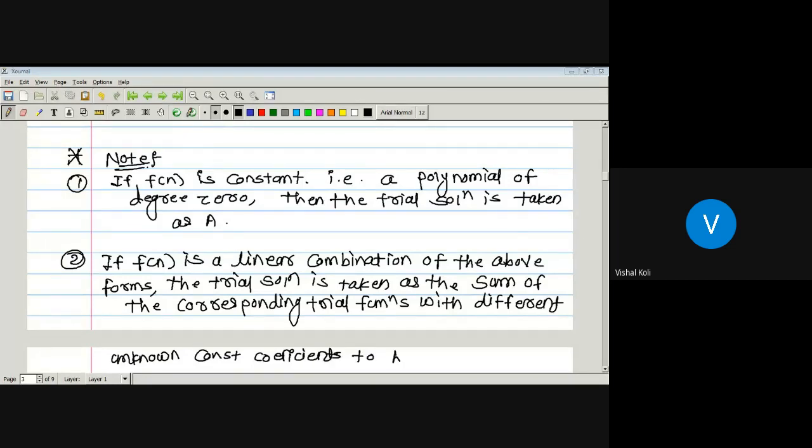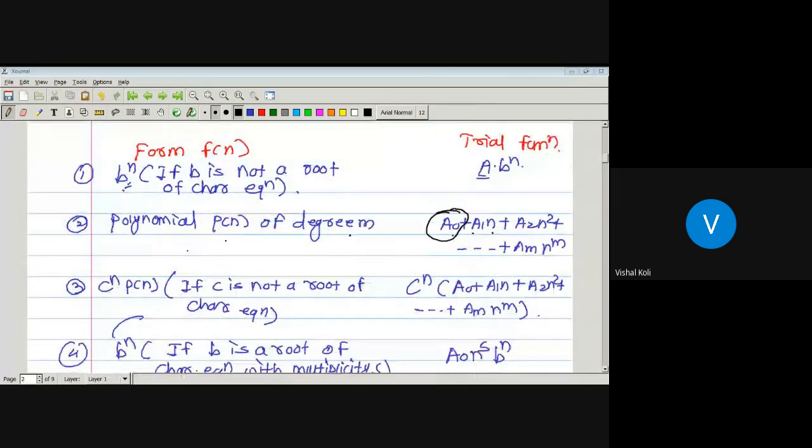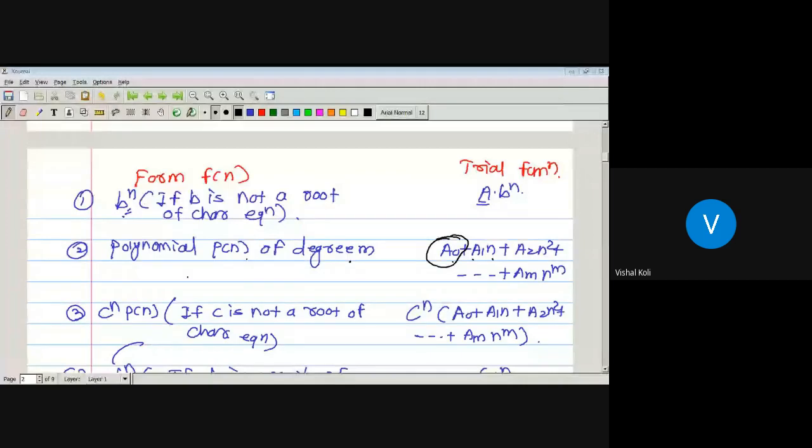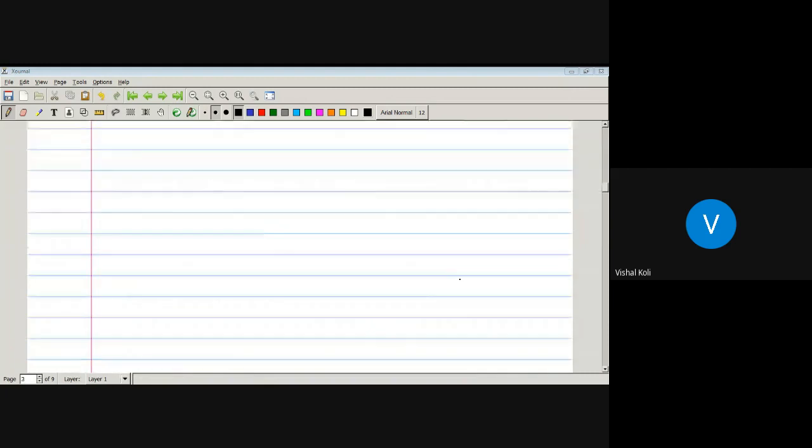Okay, that is, if f of n is a linear combination of these functions. That is, in case suppose it is b raised to n plus p of n, where p of n is of degree m, then its corresponding trial solution is nothing but a into b raised to n plus this trial function. So in this way we can find out the particular solution. So let us take some examples.